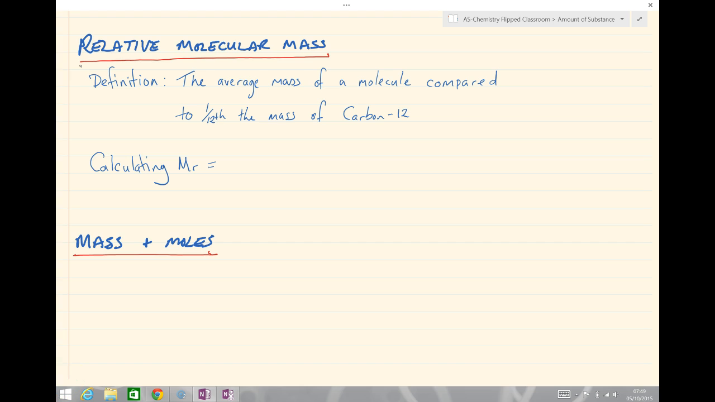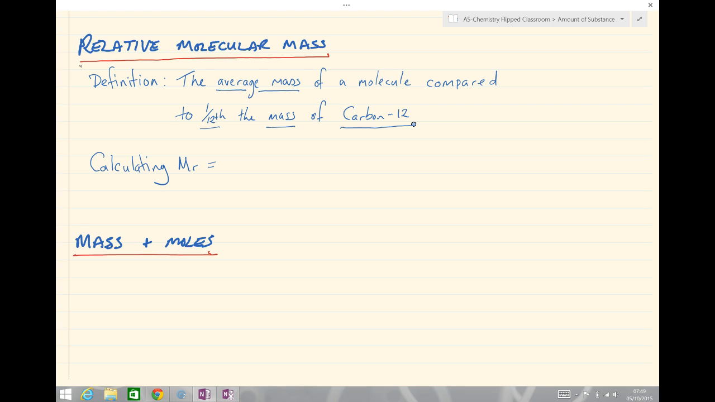Relative molecular mass then. Our definition, importantly, is the average mass of a molecule compared to 1/12 the mass of carbon-12. And if we're asked for that ever as a definition in an exam, we have to include the idea that it's the average mass of a molecule compared to 1/12 the mass of carbon-12. So an important definition. Can sometimes be given as atomic mass as well, where we input atom instead of molecule.